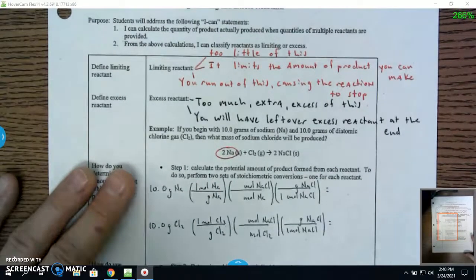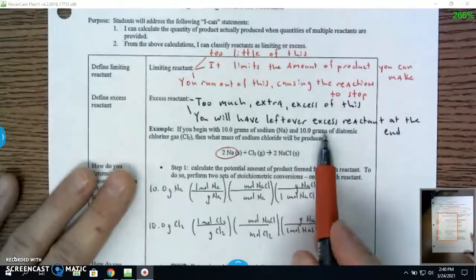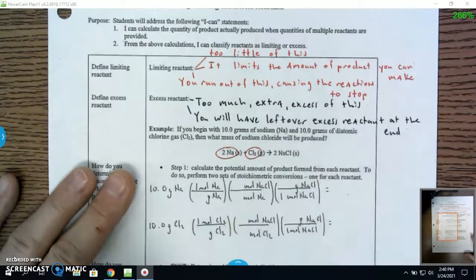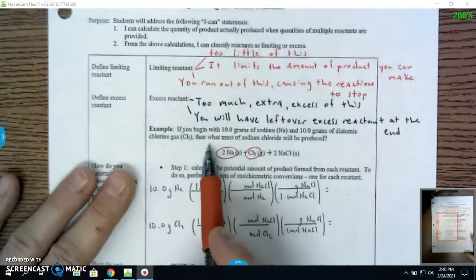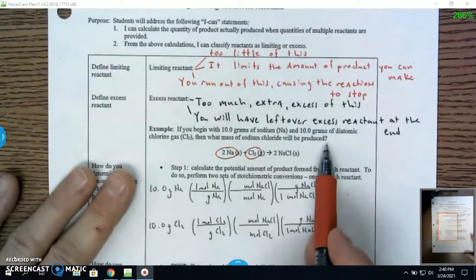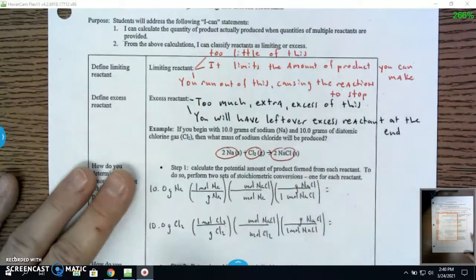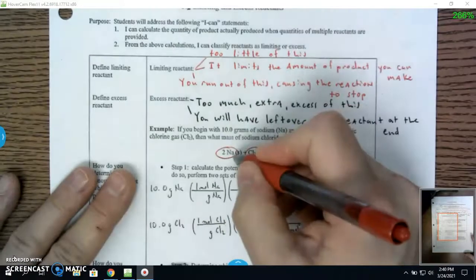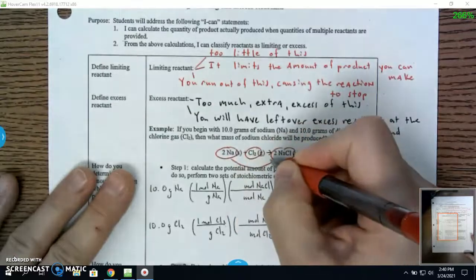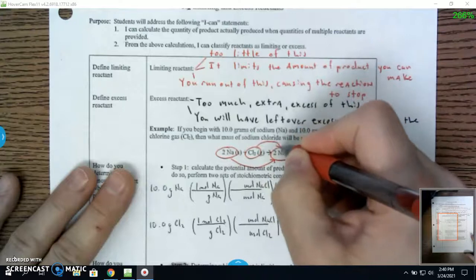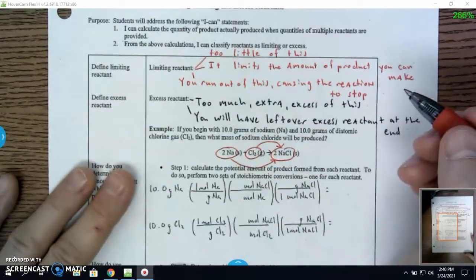So 10 grams of sodium and 10 grams of diatomic chlorine gas. Circle the chemical and the coefficient. The question asks, then what mass of sodium chloride will be produced? Circle the chemical and the coefficient. We have to do two strings of stoichiometric conversions. First, going from sodium to sodium chloride, and second, going from diatomic chlorine also to sodium chloride so that we can make an apples-to-apples comparison.